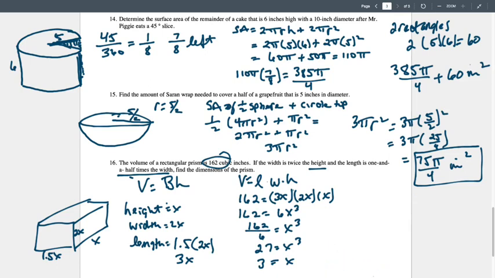Okay, so now then I know x equals 3 because it's just wanting to know the dimensions. So my height equals 3, my width equals twice as long, so that's 6, and then my length is going to be 3 times that, which will be 9, and then each of these units were inches.